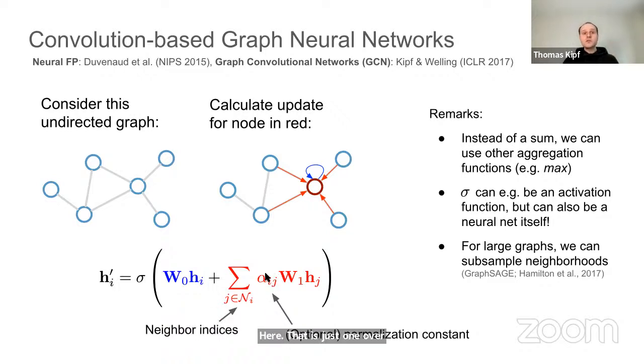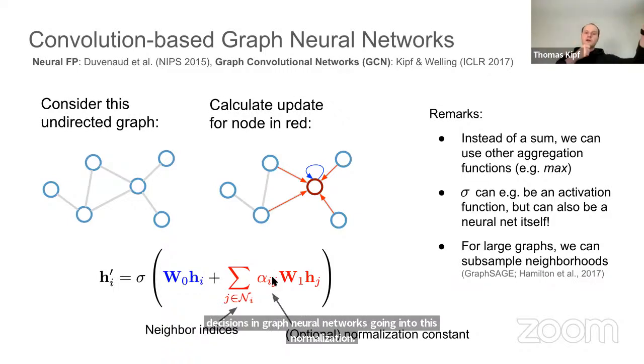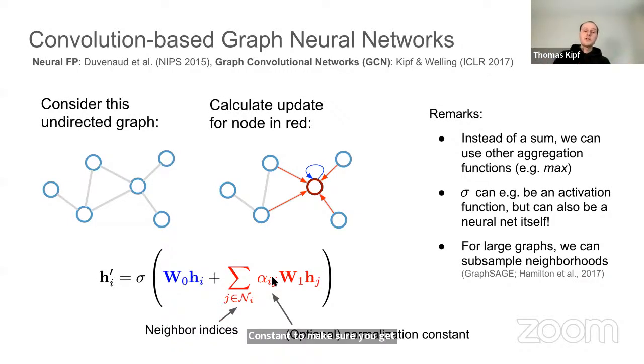Later, you'll see we can also learn this normalization constant and pick out important neighbors and weigh them by their importance, for example. So there are a lot of design decisions in graph neural networks going into this normalization constant, to make sure you get information from the right neighbors and you don't get overblown by all the information that comes in. Another purely practical aspect: if you did not normalize and just summed, then this sum could grow unbounded. This value could become very huge.